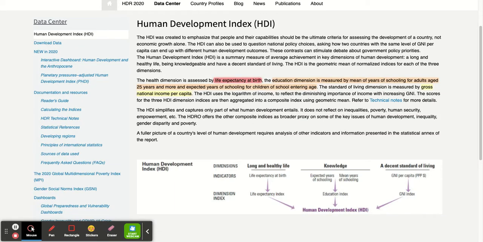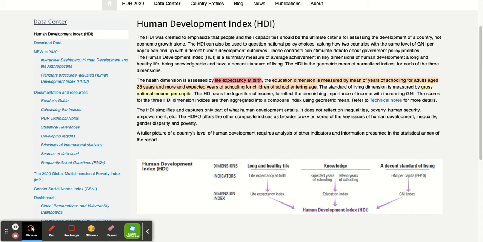Okay, this video is an explanation of the Human Development Index. And we're going to pay attention to the areas that are highlighted here. And I'll just read this paragraph to explain what's involved in measuring the Human Development Index.